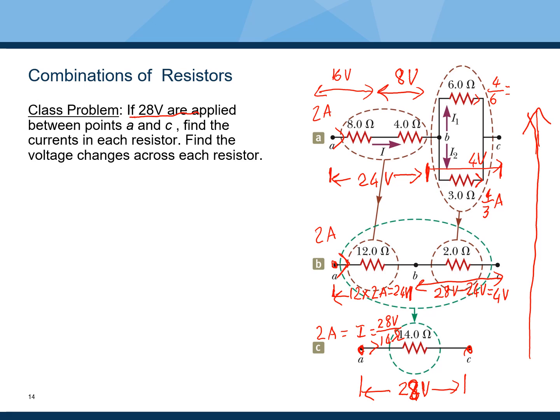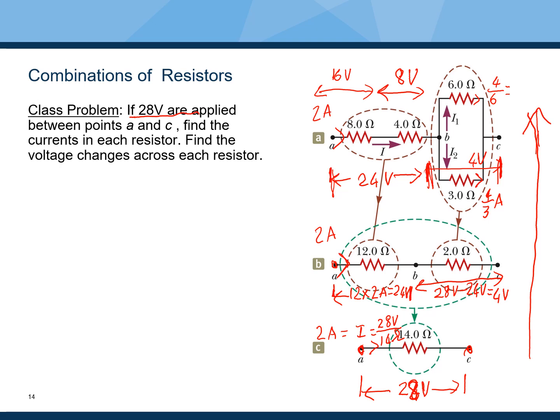Across the 8 ohm resistor we have a drop of 16 volts, adding up to a total drop of 24 volts across here and here, and we have another drop of 4 volts between the 3 ohm and the 6 ohm resistor. They both have the same voltage drop.